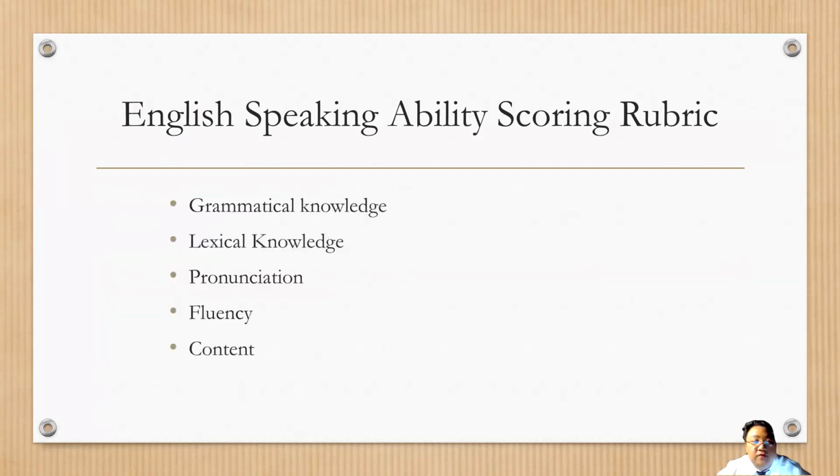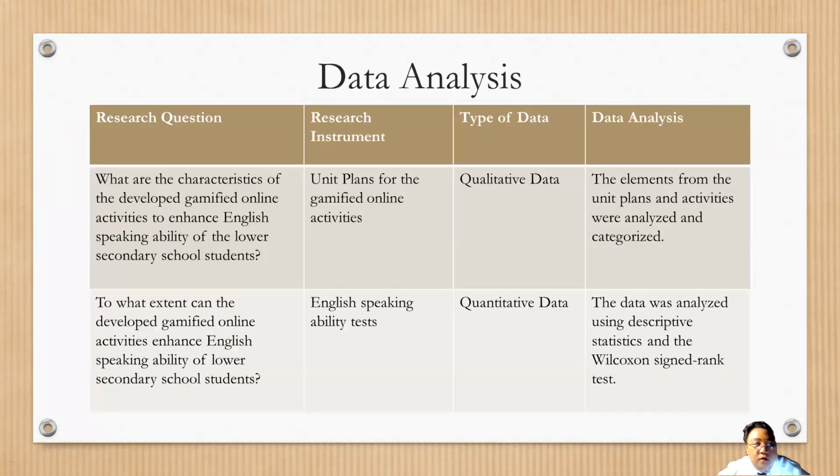So the rubric will concern five elements of speaking ability, including the grammatical knowledge, the lexical knowledge, pronunciation, fluency, and the content aspect.